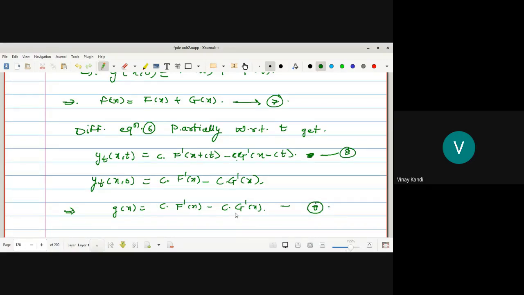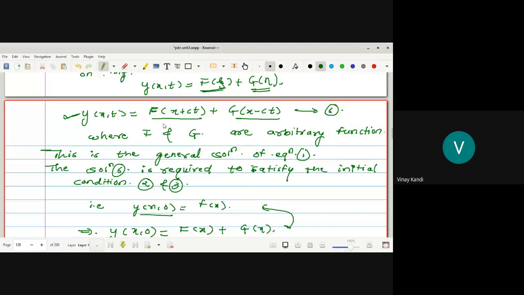आता या दोन्ही इनिशियल कंडिशनचा वापर करून आपल्याला काय करायचं? फंक्शन ऑफ एफ अँड जी हा आर्बिट्ररी फंक्शन आहे ते फाइंड आउट करायचे. जिथे आपण इनिशियल कंडिशन वापरून C1 C2 फाइंड आउट करतो, इथे आपल्याला काय करायचे? इनिशियल कंडिशनचा यूज करून आर्बिट्ररी फंक्शन्स फाइंड आउट करायचे.